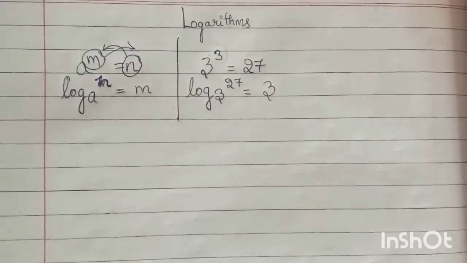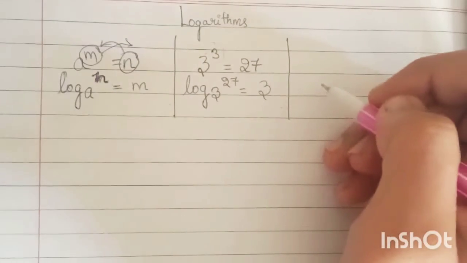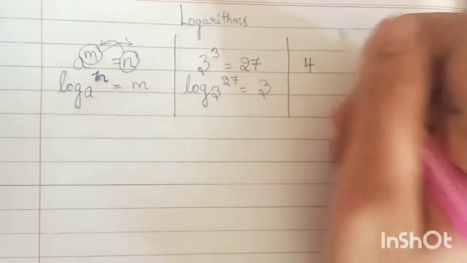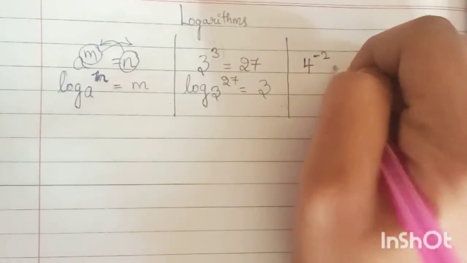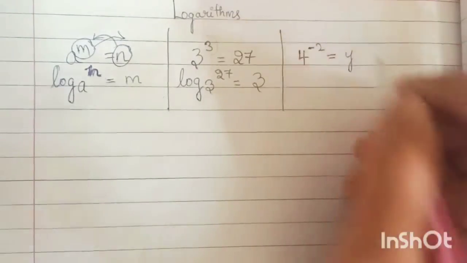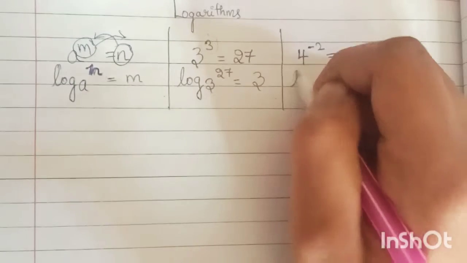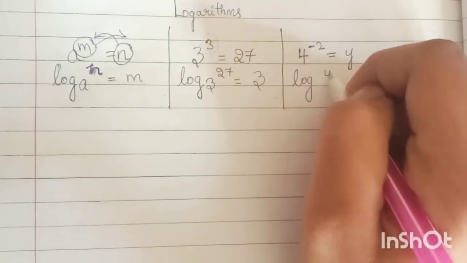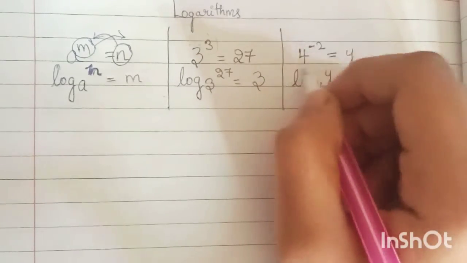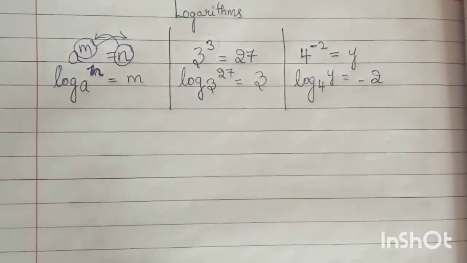Let us solve some more examples like this. If I have 4 power minus 2 is equal to y, I can write this in logarithmic function as log y to the base 4 is equal to minus 2. I said already that the base will be the same. That's it.